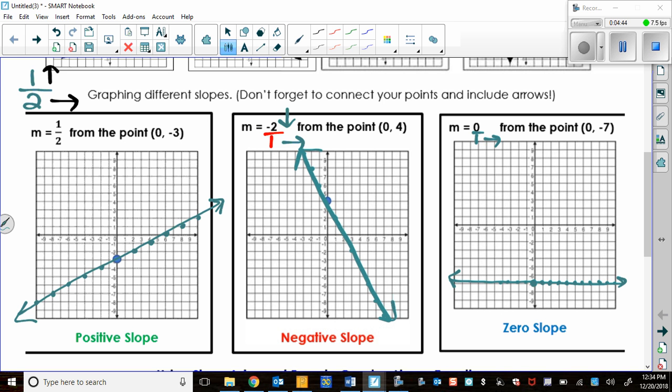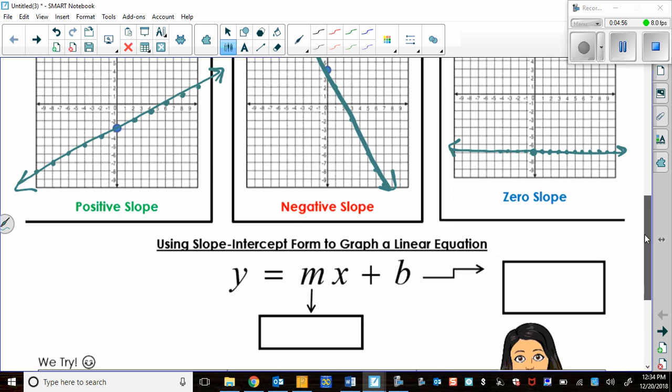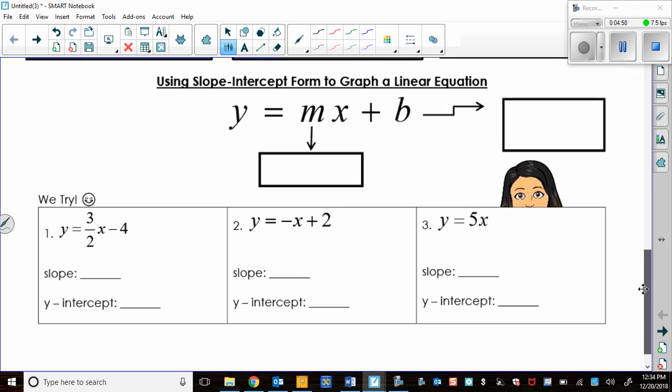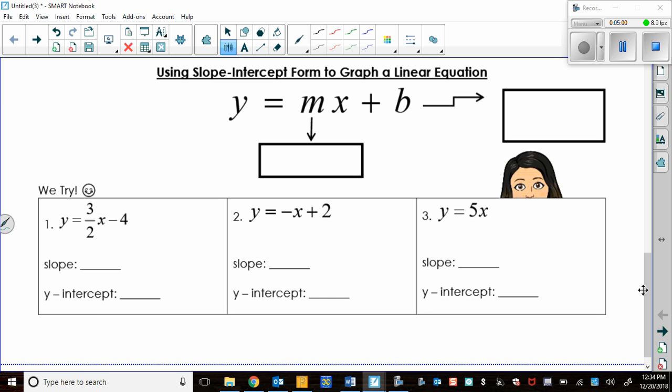Okay, so that's just a preview of slopes. Notice how with a positive 1/2, you have a positive slope. With the -2, you have a negative slope. And when you have the number 0, it's just flat. Okay, so using the slope-intercept form, slope is always represented by the letter m. The b is your y-intercept. Okay? This is your starting point.